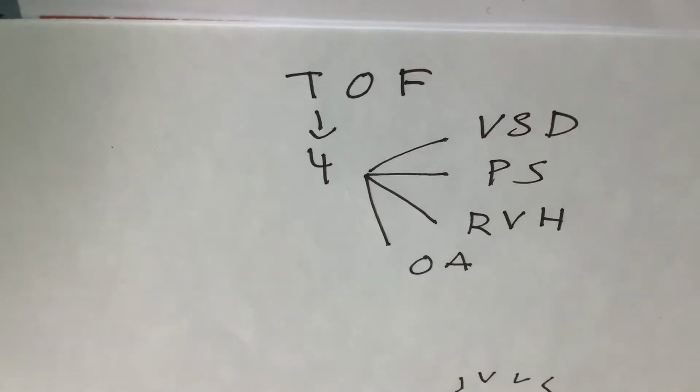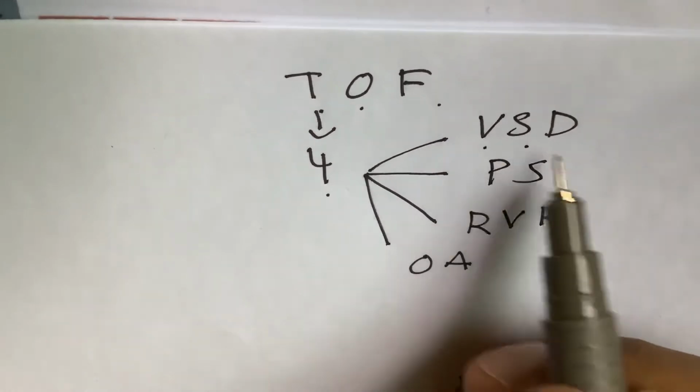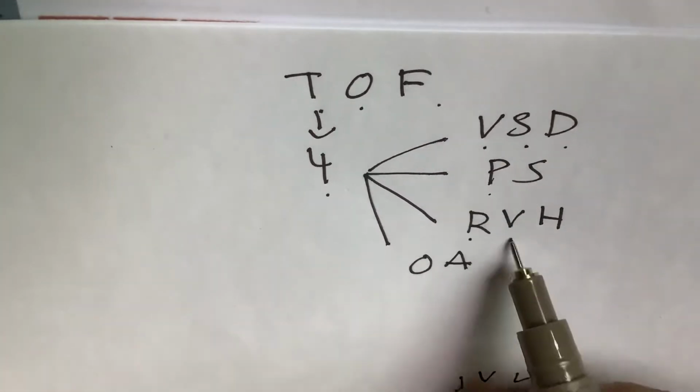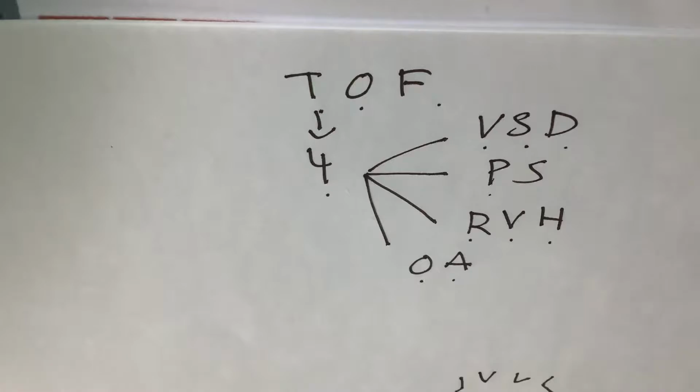So today we are going to look at tetralogy of Fallot. Tetralogy of Fallot is the commonest cyanotic heart disease. Tetra refers to four, so it has four features: ventricular septal defect, pulmonary stenosis, right ventricular hypertrophy, and overriding aorta.